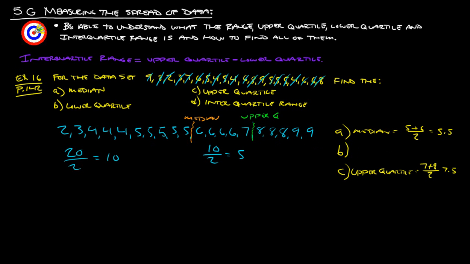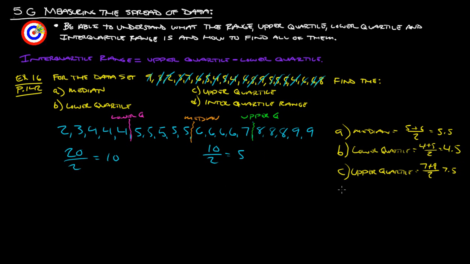Okay. The lower quartile is going to be, and again, there's 10 below here, so we want 1, 2, 3, 4, 5. So the lower quartile is going to be between the 4 and 5. So lower quartile is the average of 4 and 5, which gives us 4.5.